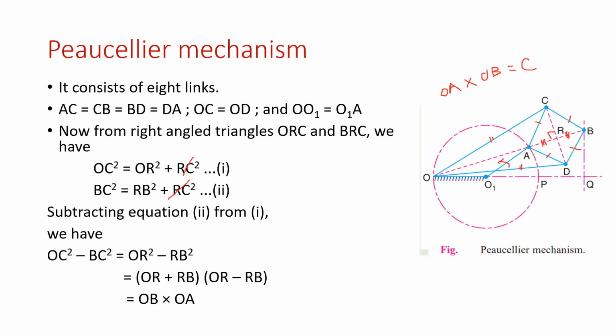Sometimes this is asked: explain the Peaucellier's mechanism. So you need to explain it, how many links it has, what is the geometrical relation between the dimensions of links. Then you can prove that point B is moving in a straight line.